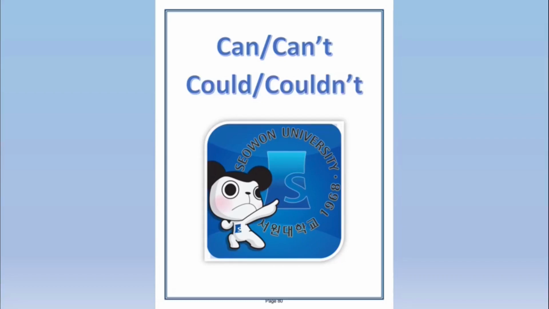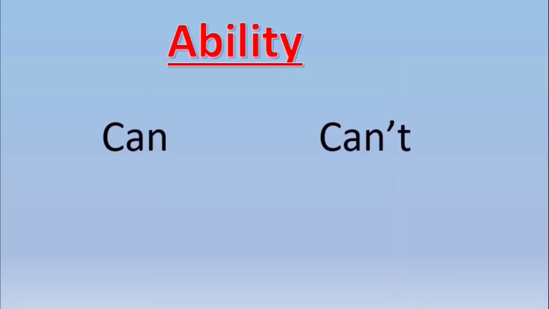We're going to look at ability in this lesson, using the words can, can't, could, and couldn't. Here we go. Ability means to be able to do something. For example, I can speak English. You can speak English. This means that we can speak English. We have this ability.